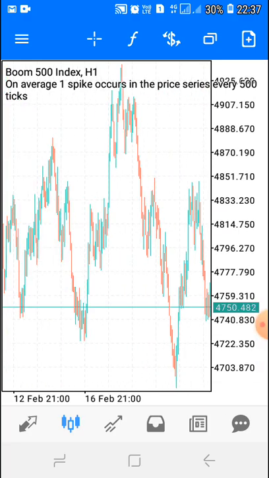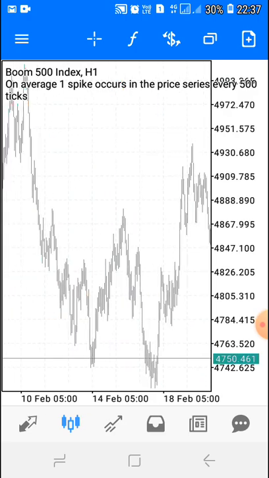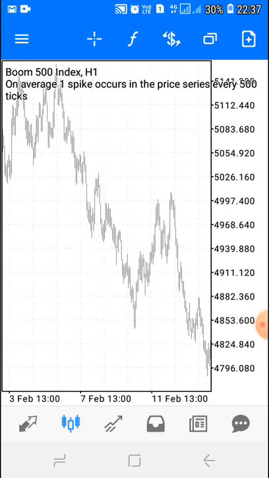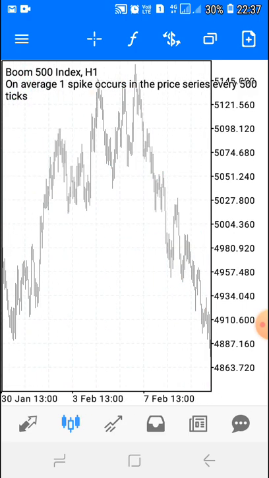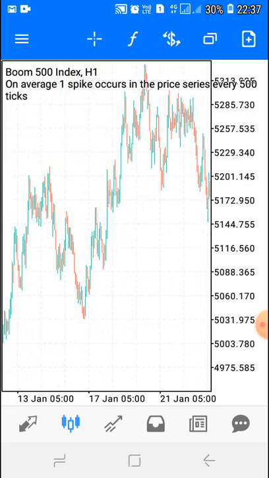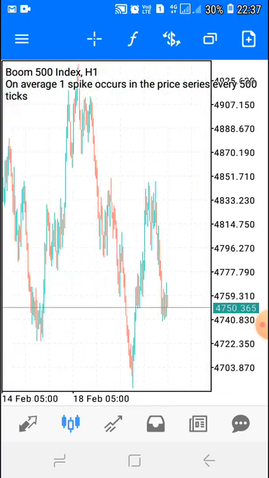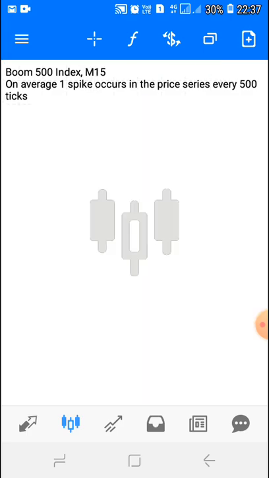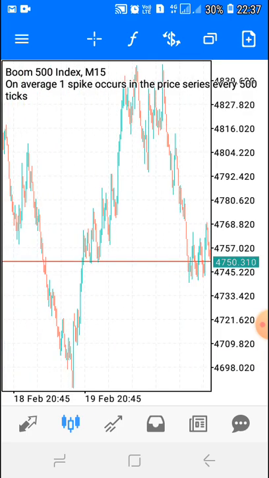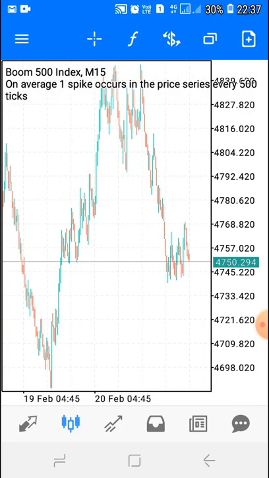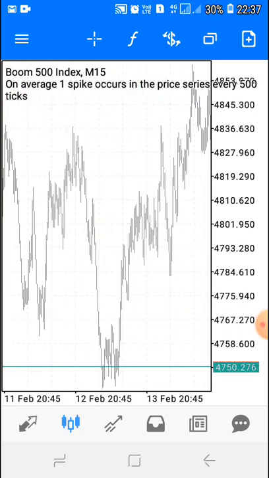So the first thing we want to do is find the trend of the market, right? So when we move to this side, we can actually see that Boom 500 has been trending in a downtrend for a long period of time. Okay, when we go to the 15-minute time frame, we can also see that Boom 500 has been trending in a downtrend, right? Look at this.